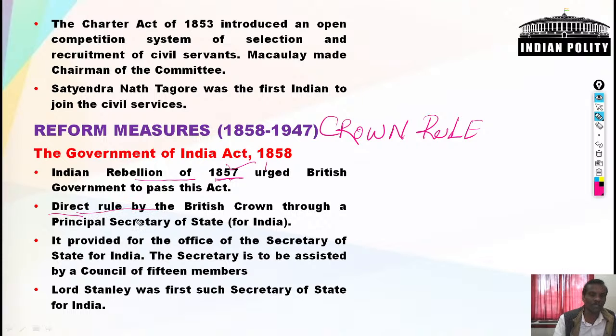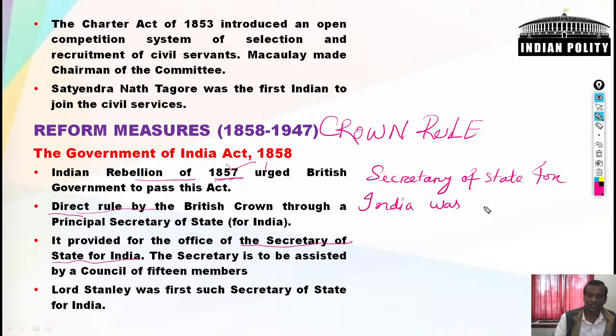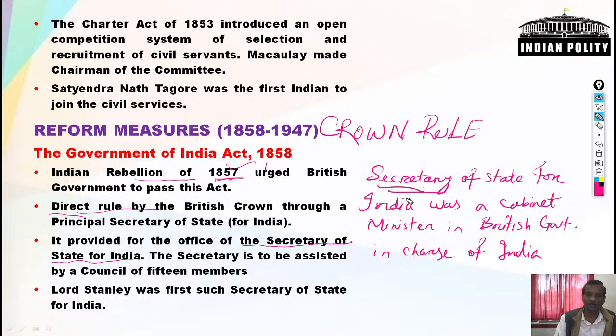The British Parliament will now make direct law for British India. For that, the office of the Secretary of State for India was created. Secretary means minister in the British cabinet. The Secretary of State for India was a cabinet minister in the British government in charge of India. So secretary means a minister.